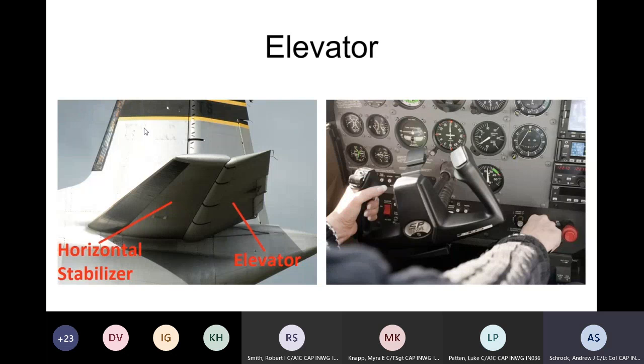To counterbalance the forward weight in the plane, sir? Yeah, yeah.